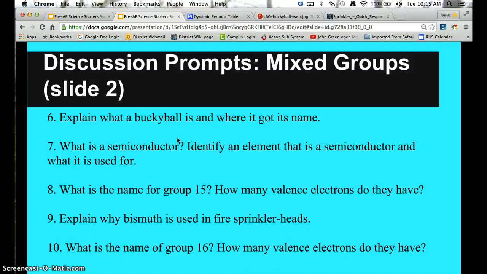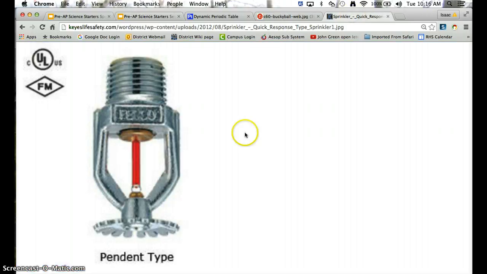Number 9, explain why bismuth is used in fire sprinkler heads. The reason that bismuth is used in fire sprinkler heads is because of its ability to be mixed with a metal, and as a result of that, it lowers the melting point of that metal. So if we look at a sprinkler head here, this little red thing here is what essentially melts or breaks in the event of a fire. So this would be the area where the bismuth is mixed with a metal to lower the melting point.